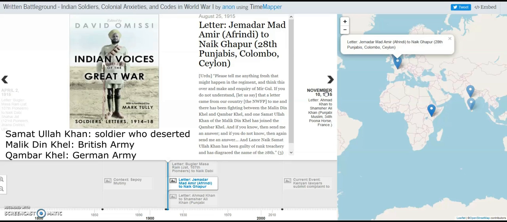To understand what Amir means, we need to know that 1. Samat Ullah Khan is the individual in question guilty of desertion. 2. The Malik Din Kel is code for the British Army. And 3. Kumbar Kel is code for the German Army. So what Amir is basically saying is that he has heard that Samat Ullah Khan deserted the British Army in favor of the Germans. This is interesting because, like I said before, the British forbade the spread of military intel, so Amir is already disobeying a colonial order.